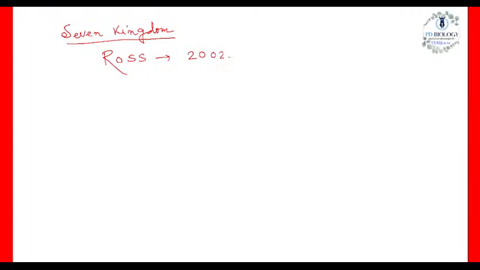So next, in modern days, science is not an idle subject. So it always moves further and the development of research is going on. So the seventh kingdom has also arrived. The seventh kingdom system of classification is proposed by Ross in very recent 2002 and 2005.